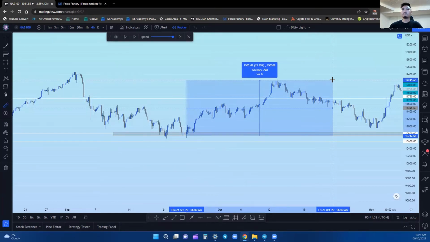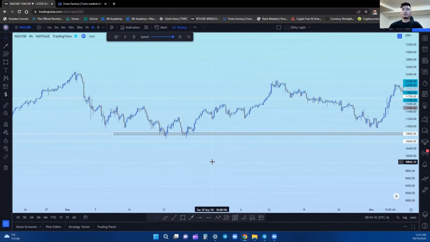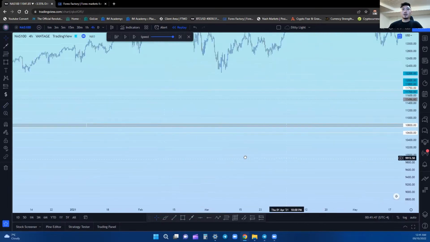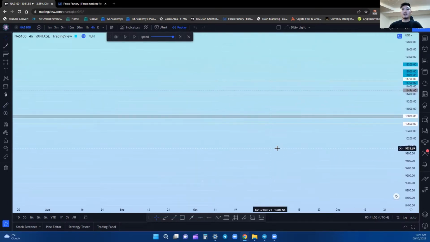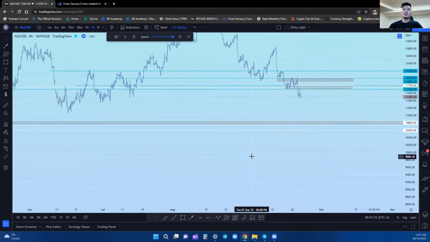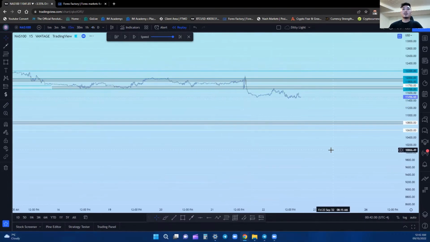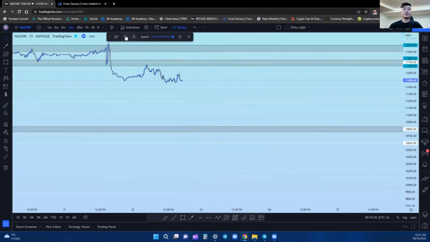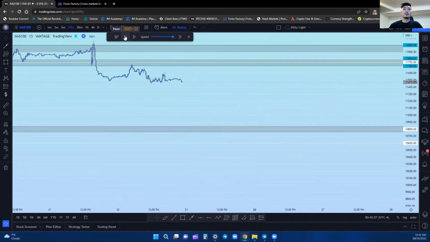So let's look at what happened last week. So I took this trade, I believe, Sunday night, right? Okay, so let's go on 15 minutes, and see what happened.